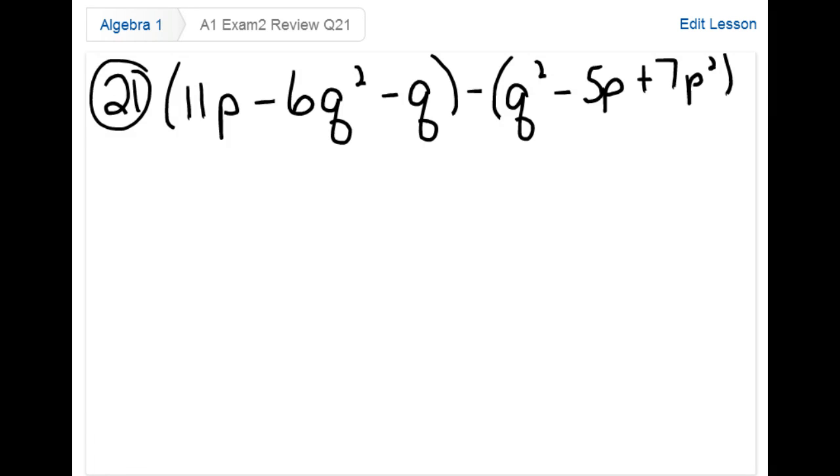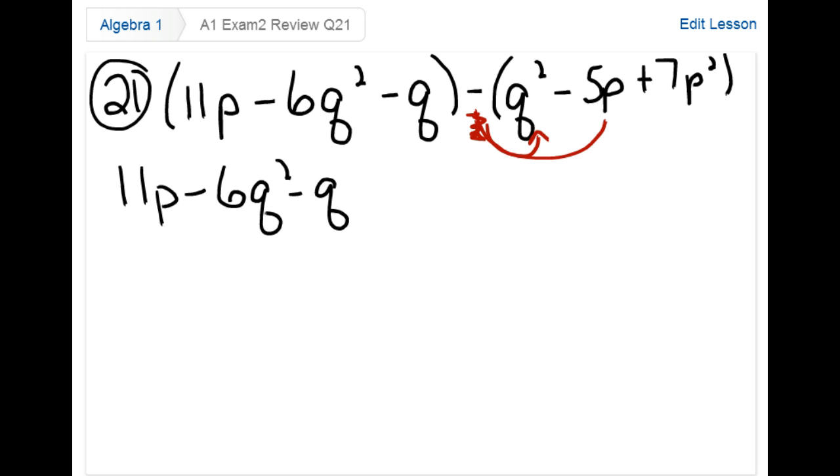Question 21. Find the difference: the quantity 11p minus 6q squared minus q, minus the quantity q squared minus 5p plus 7p squared. Okay, on the first one, we can just drop the parentheses. But for the second one, we have this minus sign here in the middle. So we have to distribute it to all the terms in the second parentheses. To distribute a minus sign means to change the sign of everything that's inside the parentheses.